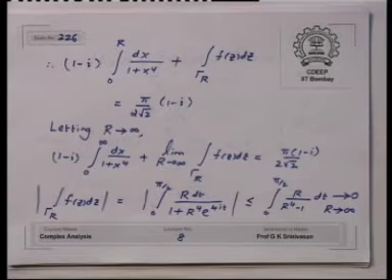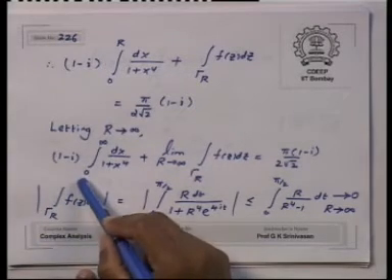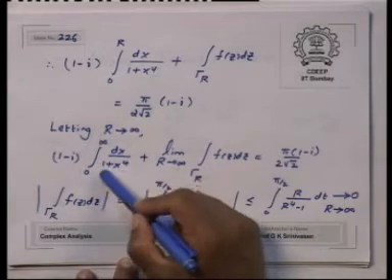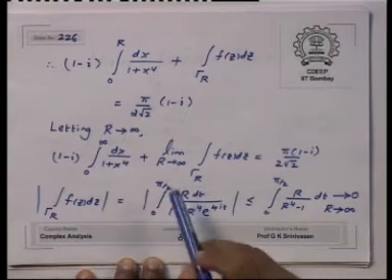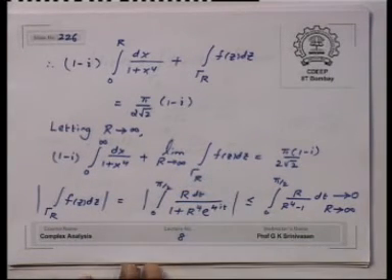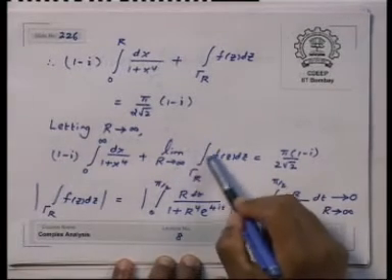So, let us allow r to go to infinity. You get 1 minus I times the integral 0 to infinity dx upon 1 plus x to the power 4, plus the limit of the integral of f(z) dz over gamma r as r tends to infinity, equal to pi by 2 root 2 into 1 minus I. Now, this one will go to 0.